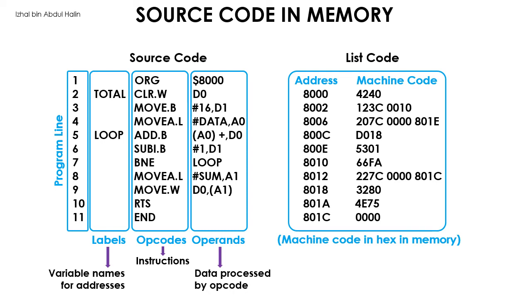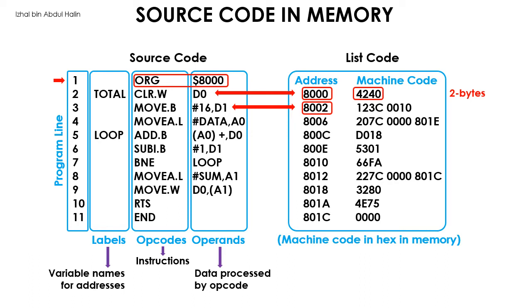Let's try to understand the list file now. Look at the source code's first line, ORG 8000. This instructs the assembler to store the translated machine code program in memory starting at address 8000, thus, the first instruction in line 2 in the source code is translated to machine language and stored at memory 8000. Instruction CLR.W D0 is translated to 4200 and is 2 bytes long. Since it is 2 bytes long, the next instruction will be stored at address 8002.